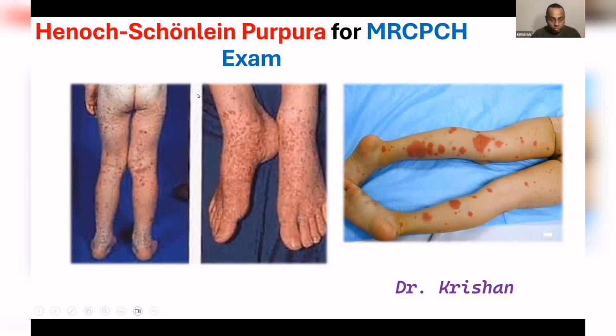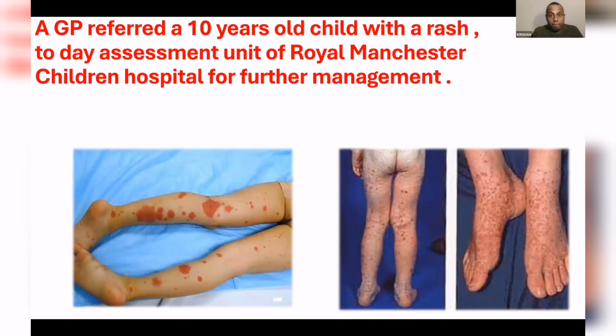So it's like this. You get a 10-year-old child with this rash referred by a GP to day assessment unit, Royal Manchester Children's Hospital. GP is concerned that this 10-year-old child is having this rash going on for a couple of days, and he expected this to settle, but it has not settled. Now he thought at this point, I need to get opinion from the pediatrician. So the child was sent to you.